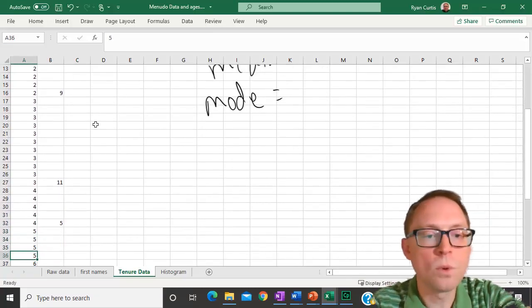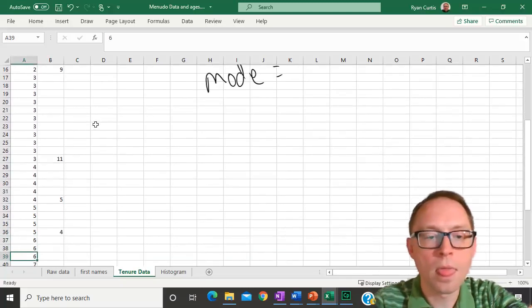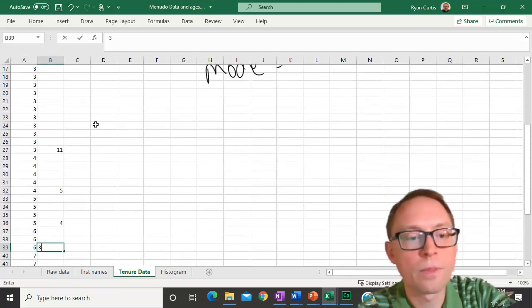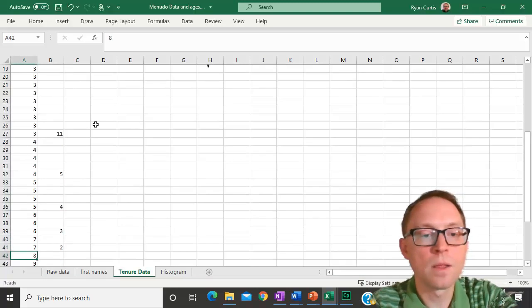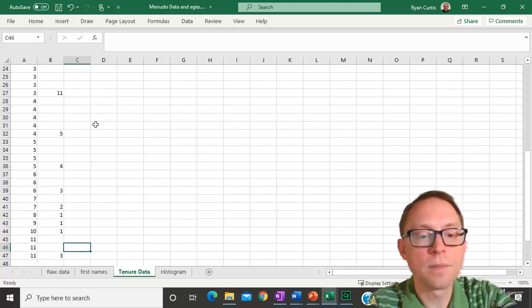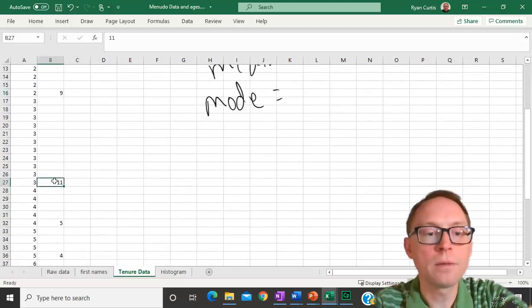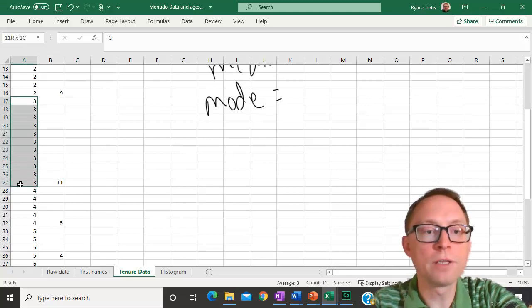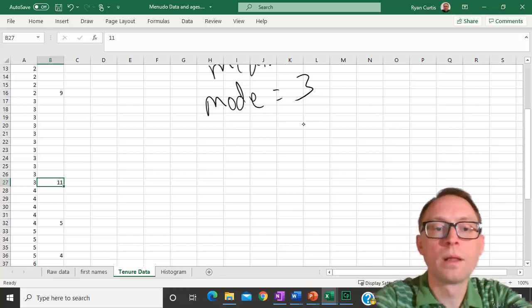There are 4 fives, 3 sixes, 2 sevens, then 8, 9, and 10 each once, and 3 elevens. So what is the mode? It's the one that's the most common. The highest frequency of any of these numbers is 3 right there. So the mode is going to be 3.